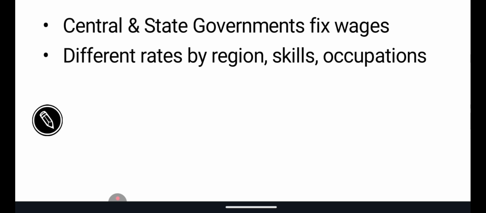And a higher secondary teacher's salary cannot be compared with a professor's, because their skills, region, and occupation are different. They might be working in a similar kind of institution, but that does not matter. It depends on the region, the skill, and the occupation. Hope you really understand what I'm trying to tell you.